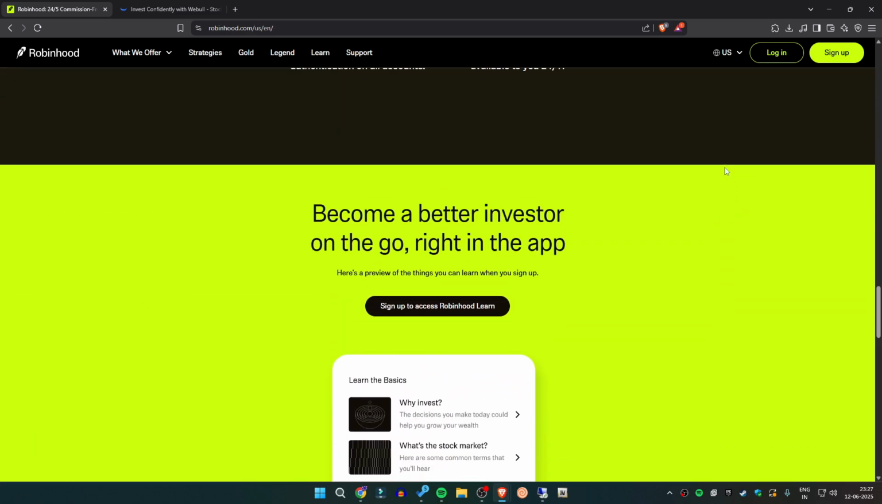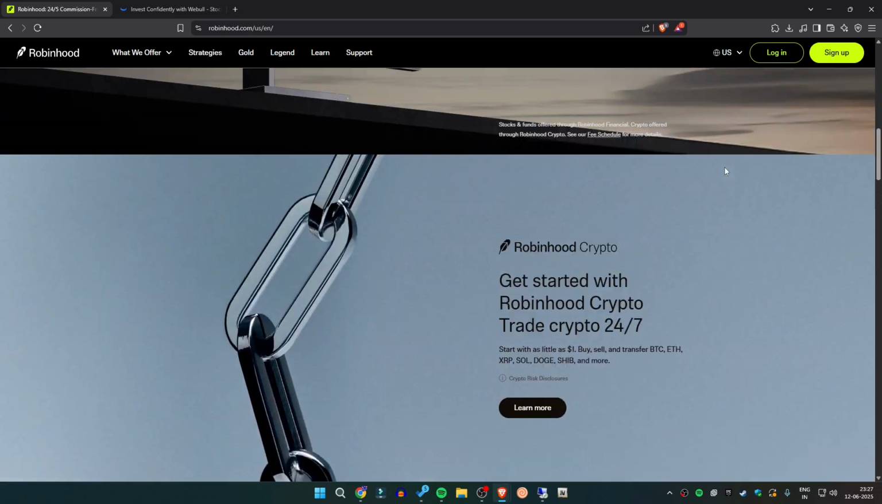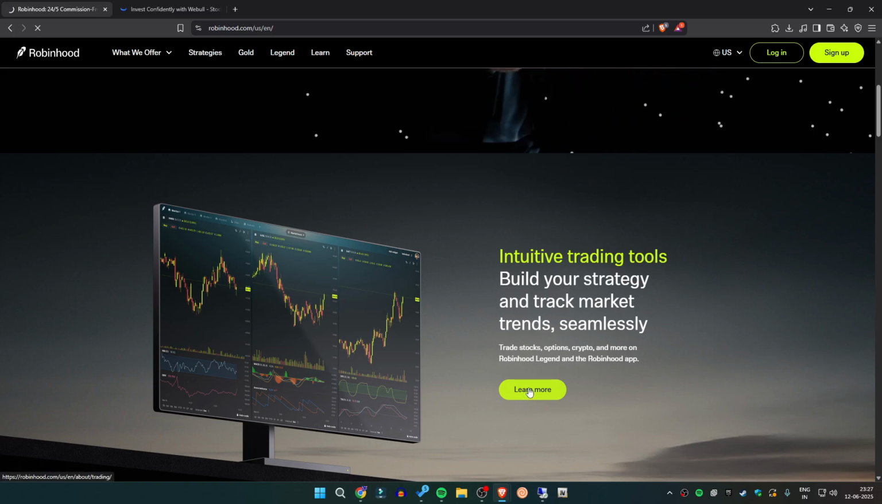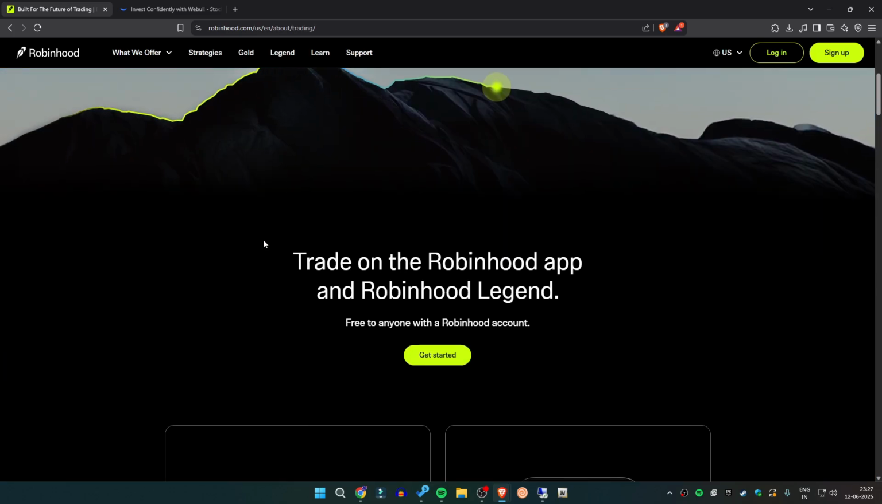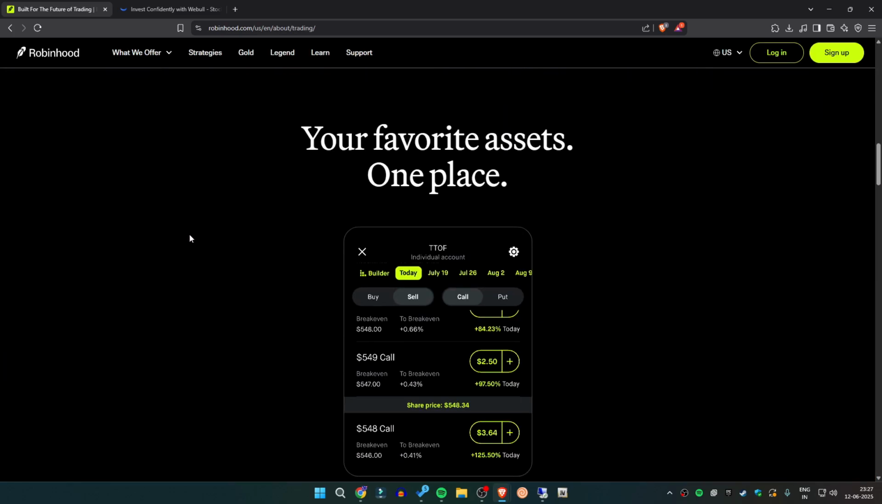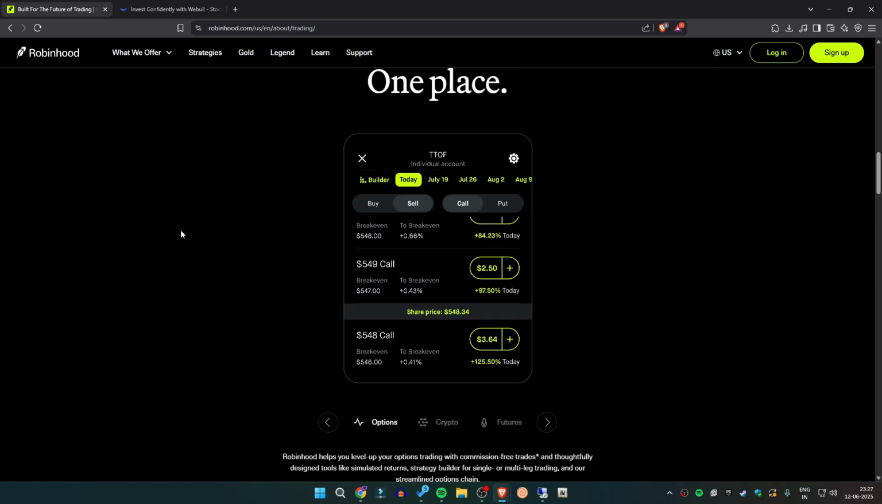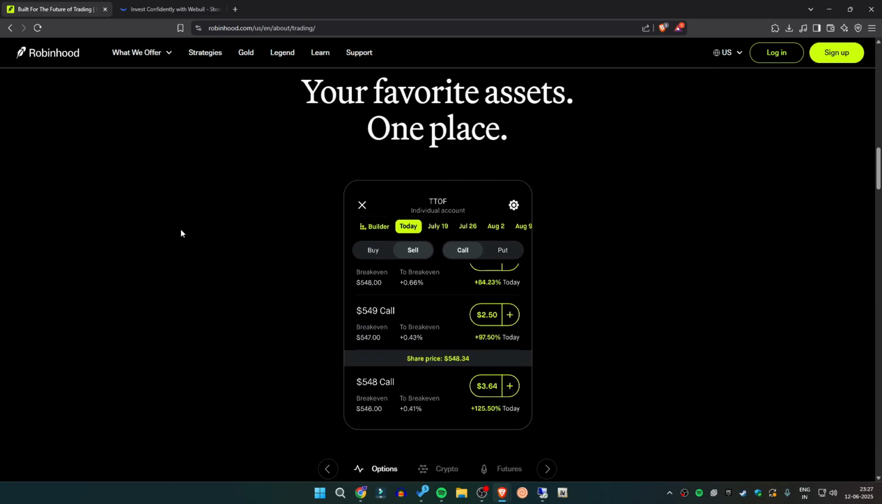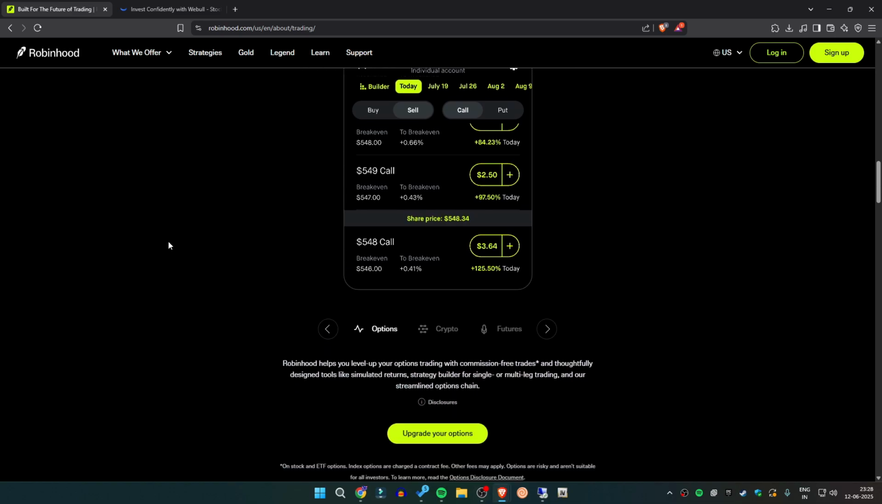First up, Robinhood. Robinhood is super beginner friendly. The app is clean, the interface is simple, and you can start trading options without getting overwhelmed. If you're new to options, Robinhood actually explains things in a very simple way, like what a call is, what a put is, break-even points, and so on.